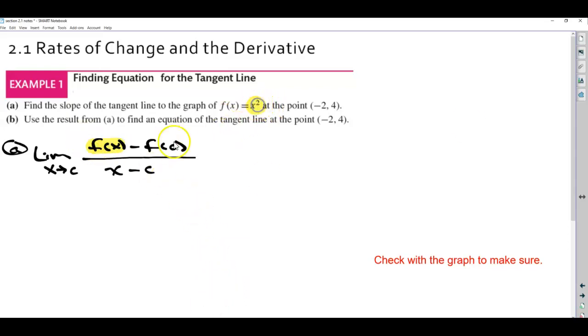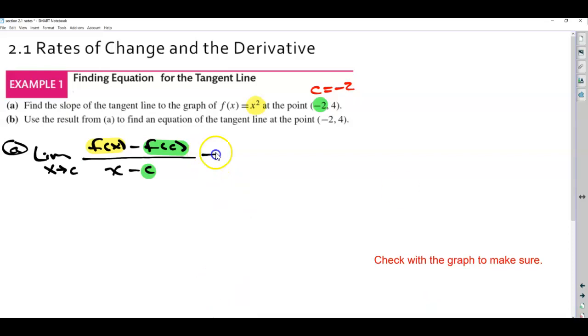F of c is the function. It's x squared, so we're going to put an x squared right here. X is the input, so I don't have to put anything there. But what is f of c? C is the point of interest, right? C is our x value. So in this problem, c is equal to -2. And then I have to figure out what f of c is as well, or f of -2. Okay, so that's understanding the setup.